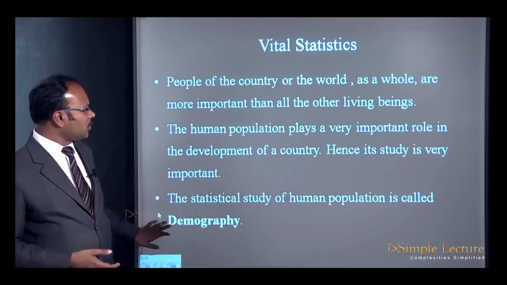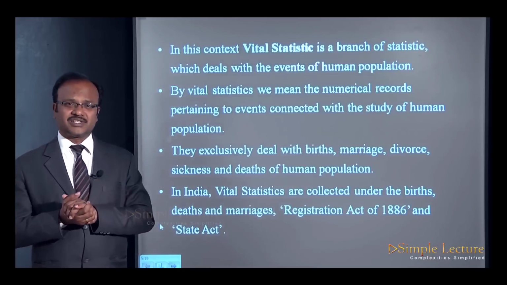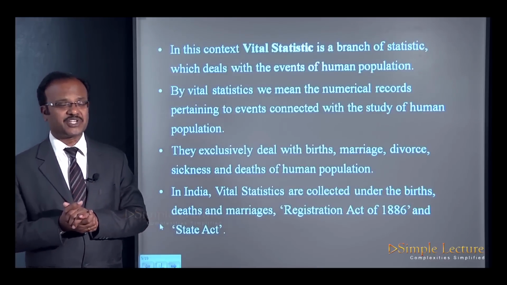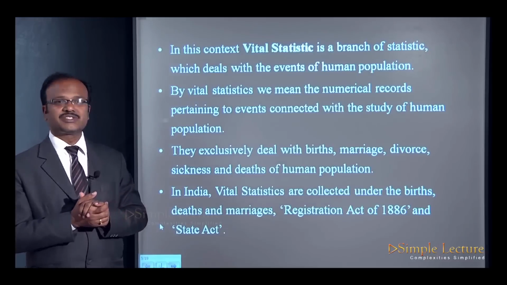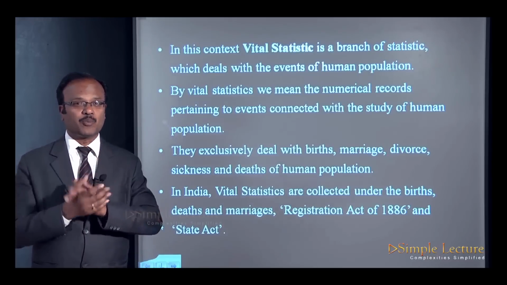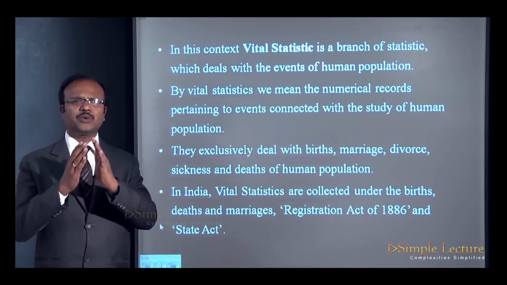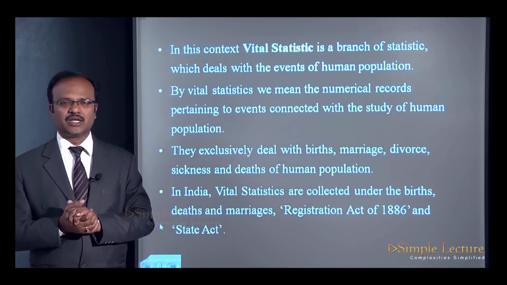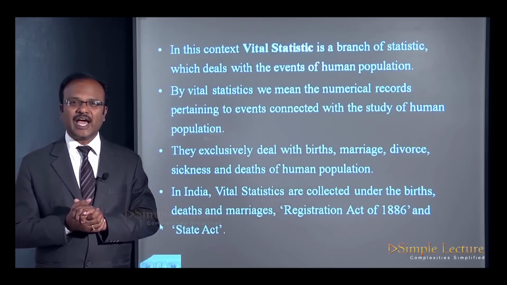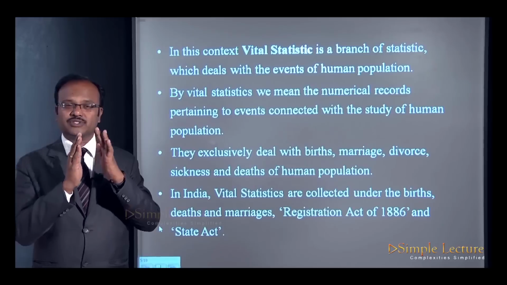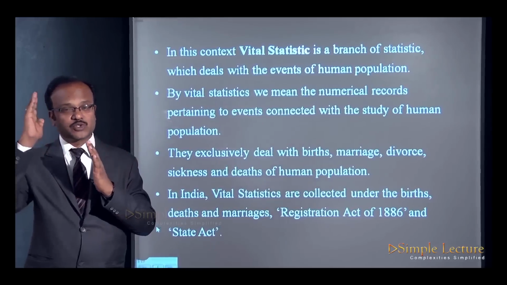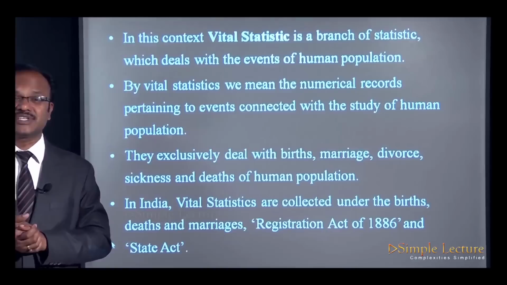Now, in this context, vital statistics is a branch of statistics which deals with the events of human population. That's why we call it vital. In fact, we have evidence of this vital statistics being used in the 7th century BC itself.